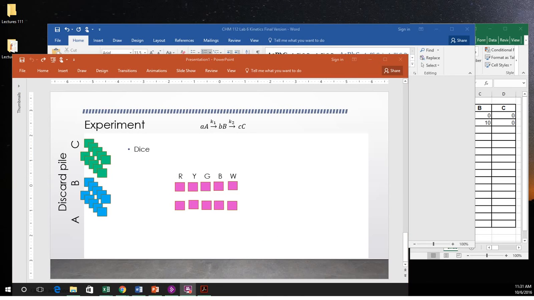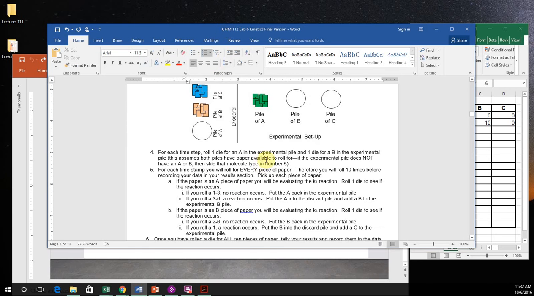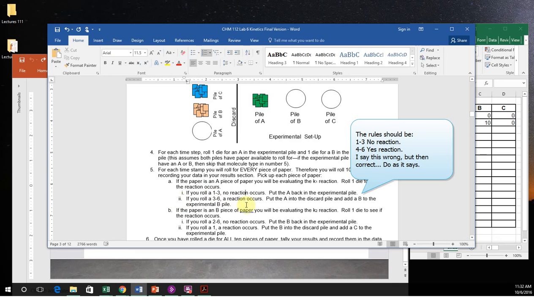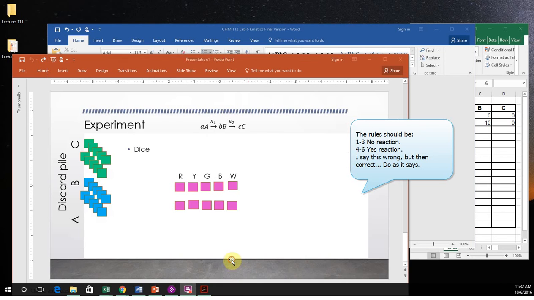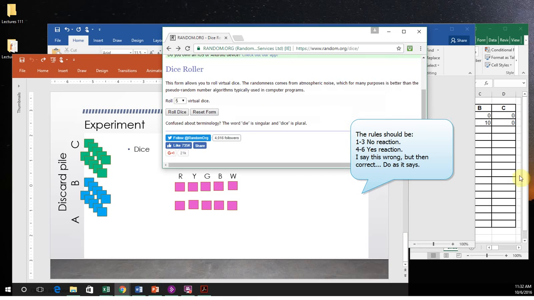It's going to be my second attempt here. Using dice live is not always going to give the best results. So here I've got my experimental setup. I've got my 10 pieces of A paper, and I'm going to line up my dice with red, yellow, green, blue, and white. I'm going to use different rules from the ones that you guys have, just to try and make sure you see the most complicated situations. So here we have all A, so I'm not going to even worry about B for the moment. If I roll 1 through 3, a reaction happens. 3 to 6, it doesn't. Okay? Now, let's go ahead and pull up our dice, and we're going to roll all 5.